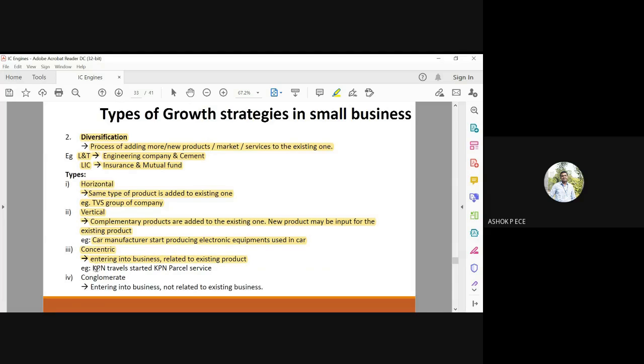Concentric means related to the existing business. The KPN Travels you have, they have started KPN parcel service. That parcel service will use the travels bus to transport the goods. This is the existing business. How can I relate the new business?